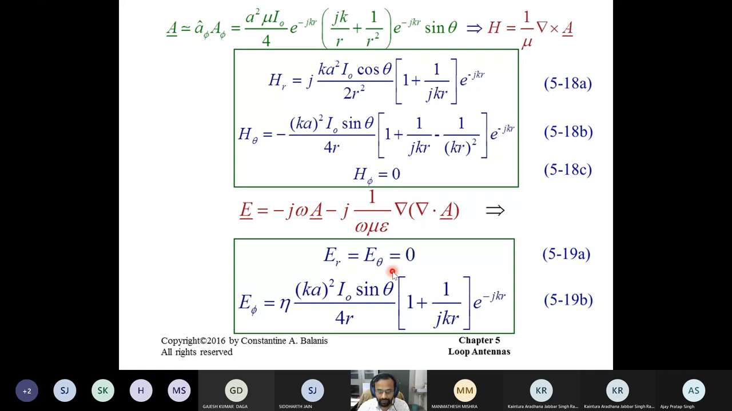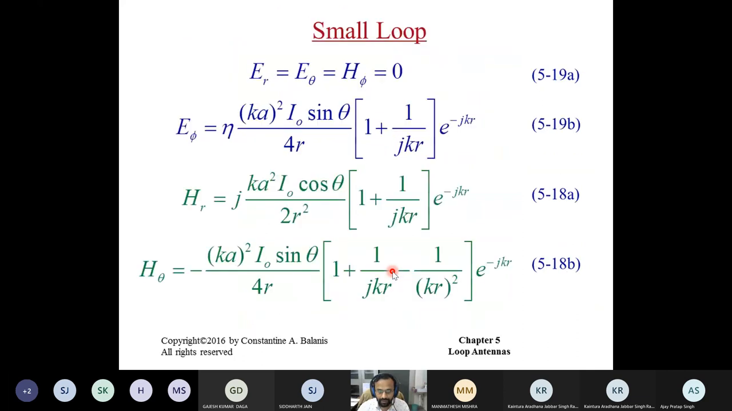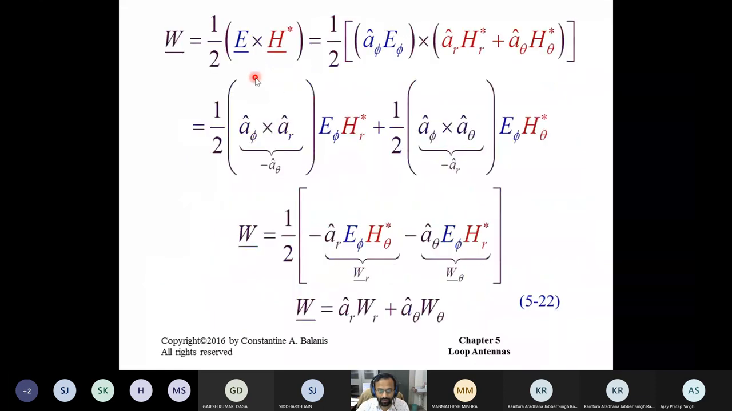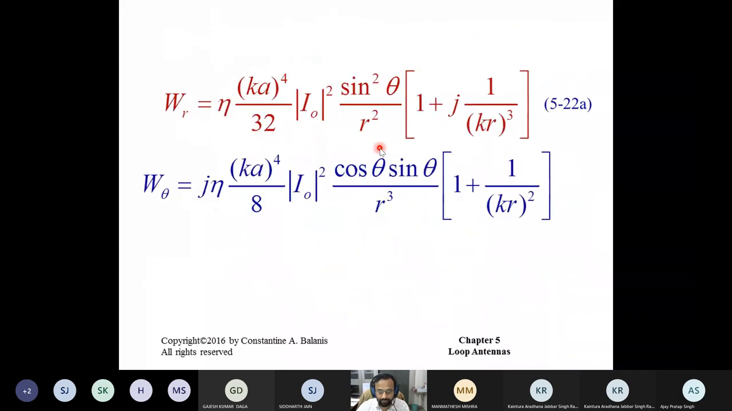Once we have the expressions for the electric and magnetic field intensity, the next step is to evaluate the Poynting vector and calculate the average power density. The average power density has both a real part and a reactive part, and we are interested in only the real component, not the imaginary component.